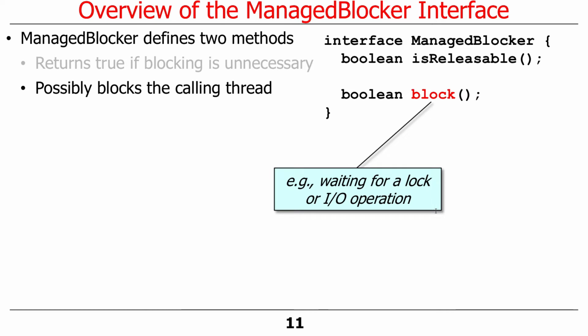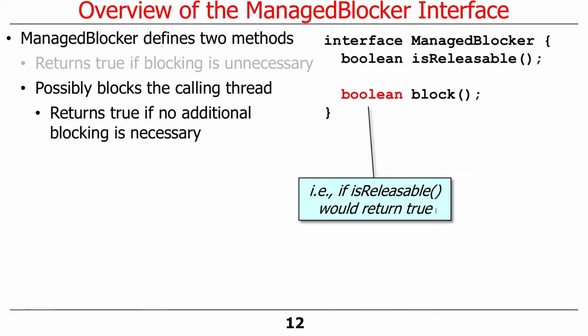And this method is what's going to be called back to handle the case where blocking actually may occur. And the kind of blocking we're going to take a look at, and I'll show you some examples of in just a second, is something like waiting for a lock or waiting for I/O to finish. So those are 2 examples of things that might block, or waiting for a message or something like that. And this returns true if no additional blocking is in fact necessary. In other words, if isReleasable would return true.